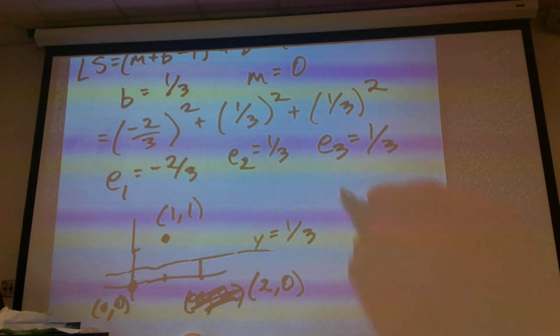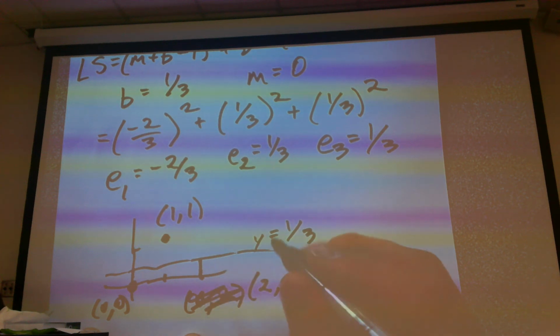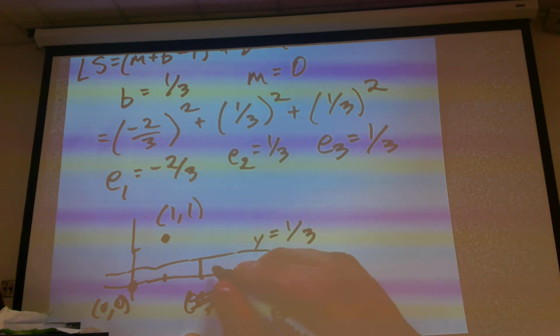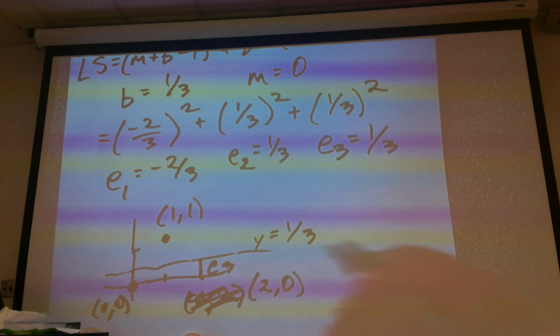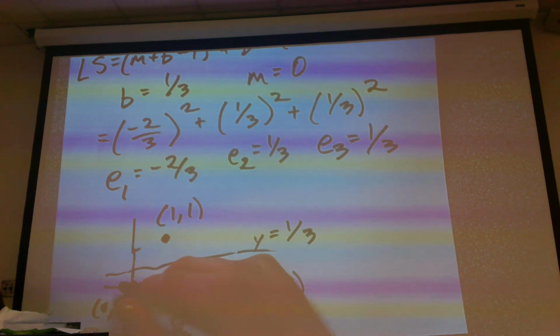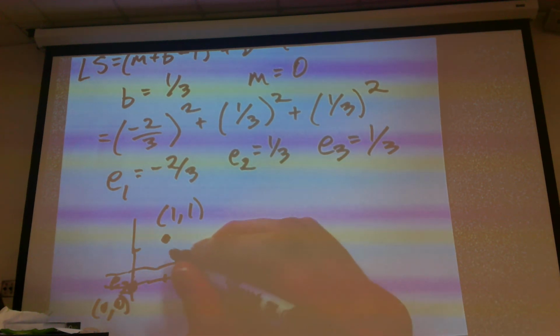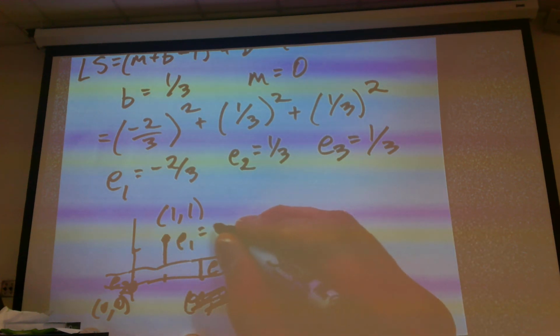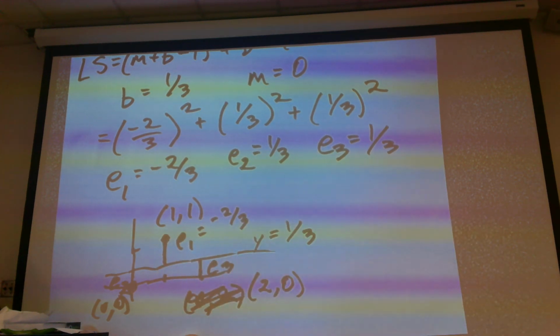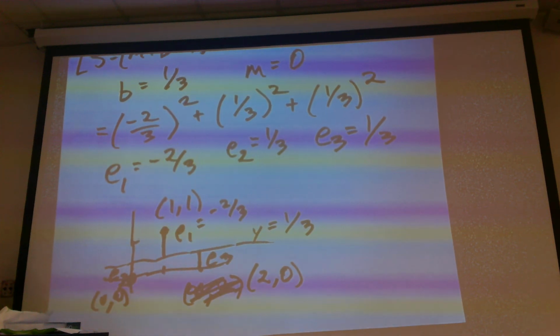Okay, so this distance would be, where did that go? That was E3. This distance was E2, and this distance was E1, which equals negative 2/3. The other ones are kind of obvious that they're both 1/3 because they're lying on the axis, and that thing is horizontal to the axis and has a height of 1/3.